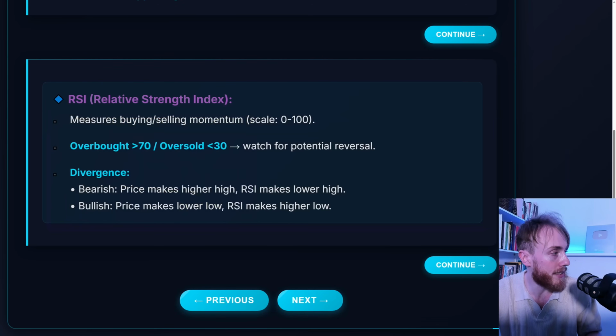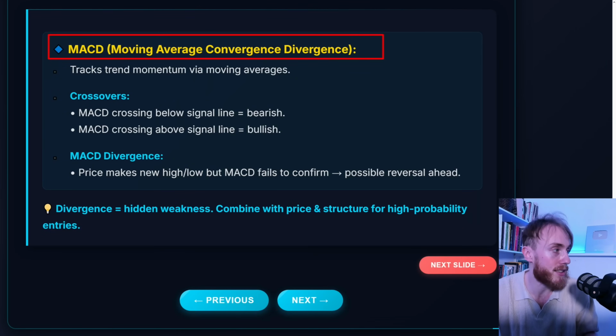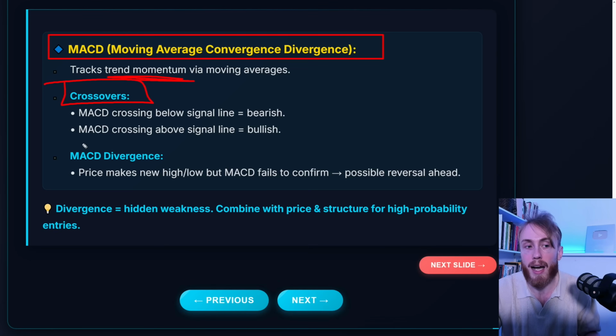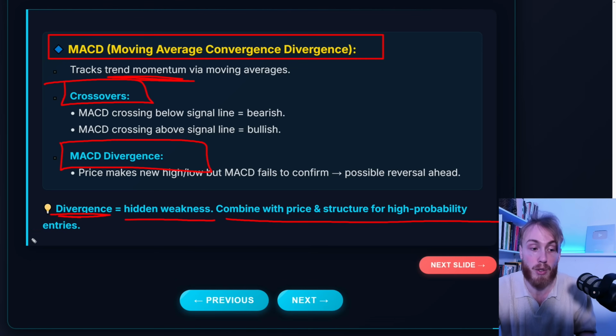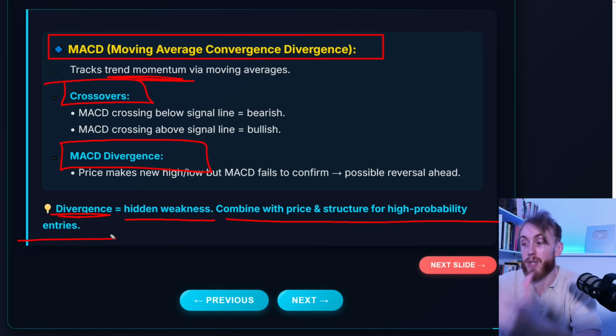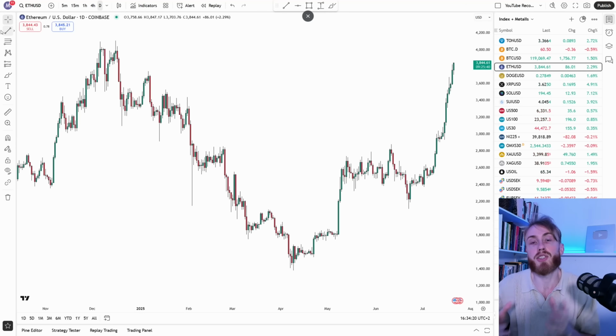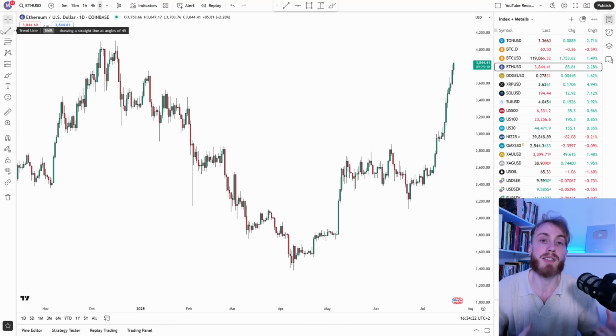The next momentum indicator I want to quickly just mention is the MACD. I really like the MACD. Once again, it measures momentum, and we can use things like crossovers. I'm not the biggest fan of crossovers because, once again, I do prefer the MACD divergence. And the divergence is like hidden weaknesses that if we combine it with, for example, price action and market structure, we can improve our win rate and as a result, make more money. But right, so now let's jump back in TradingView and try to bring this all together.